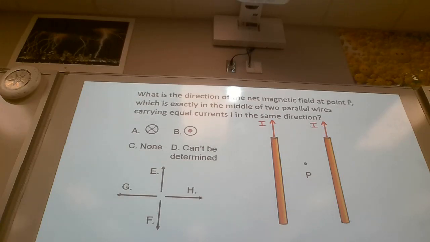Okay. Now I'm going to switch the direction of current in the right-hand wire. Both are going up. Yeah, the current in both is going up. Whoa, whoa, in your brain, in your brain. See if you can figure it out just by yourself.